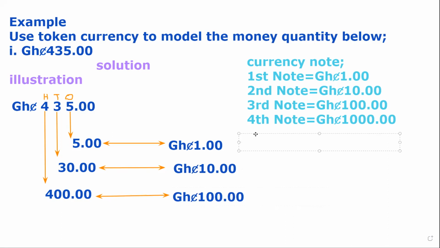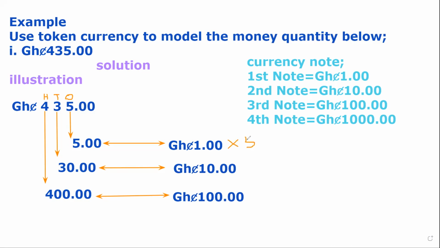Now, per the 1 Ghana cedi that you are going to choose to model the 5 Ghana cedi, how many times are you going to use the 1 Ghana cedi to model the 5 here? It will be 5 times. Okay, so you write the 5.